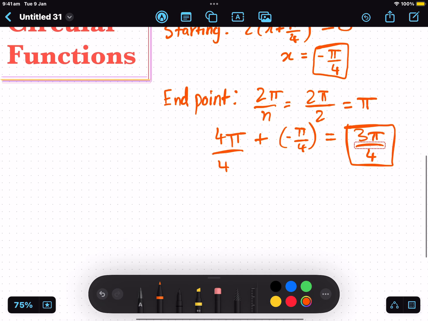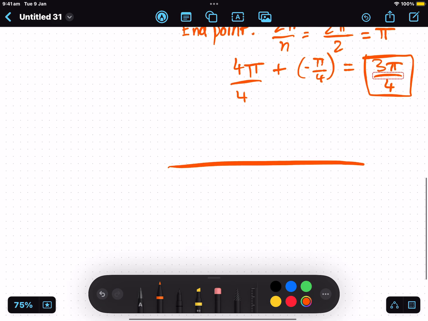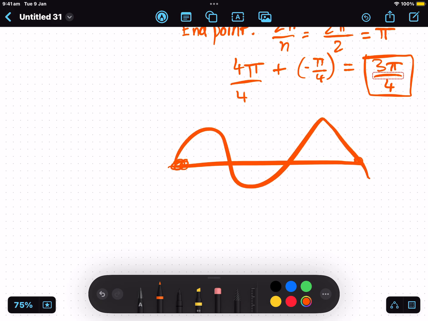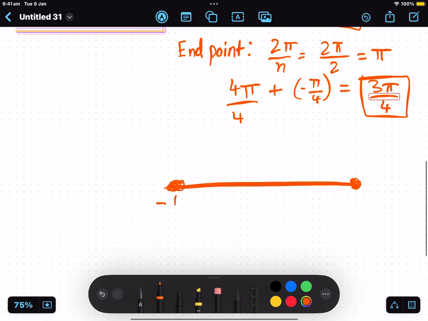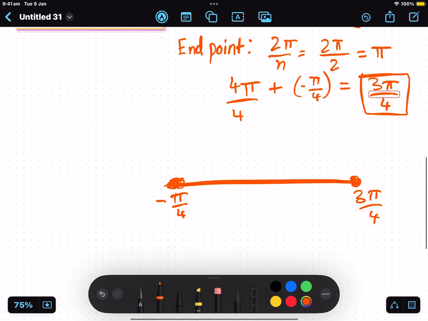Now we need 5 points on the graph, which will make our wave, right? So we need these points. How would we do that? First we've got our start point and end point. Our start point is negative pi on 4, and our end point is 3 pi on 4, right? So now we need the 3 extra parts to make a full wave.